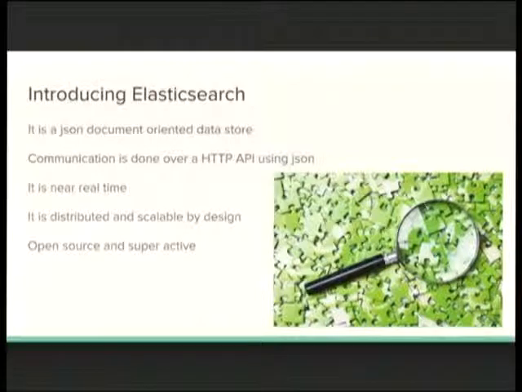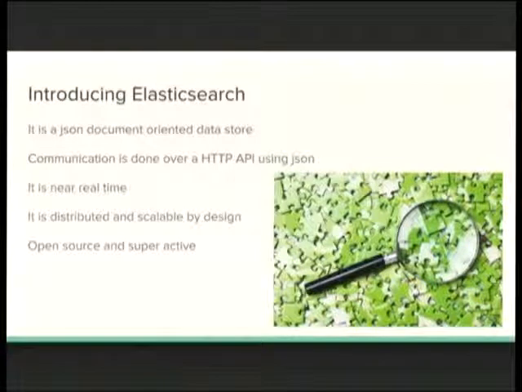So what is Elasticsearch? Elasticsearch is a JSON document-oriented data store. You just store JSON with a REST API. It's really simple. You just call the API, you have your JSON, you call another API, and it returns your JSON. It is near real time, meaning that the indexing is not instant. It takes a few milliseconds up to half a second to index your document. So you don't want to use this for transactions. You want to use this really for search.